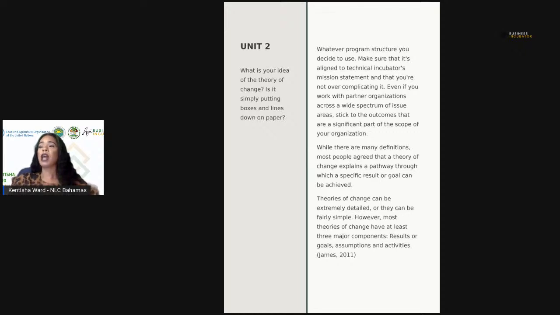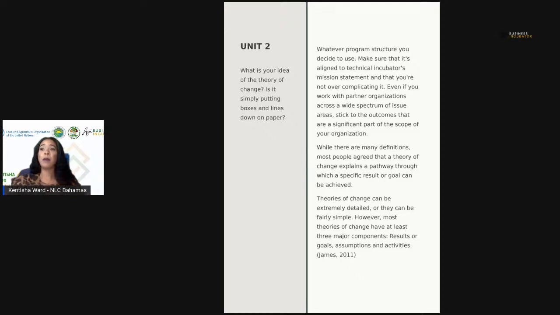These initiatives might have a broad scope or they might have a narrow scope. Okay, so whatever business structure you may decide to use, make sure that it's aligned with your mission of impact and you're not overcomplicating it. Even if you want to work with other businesses who may assist your business impact, it's also a good idea to do that as well.